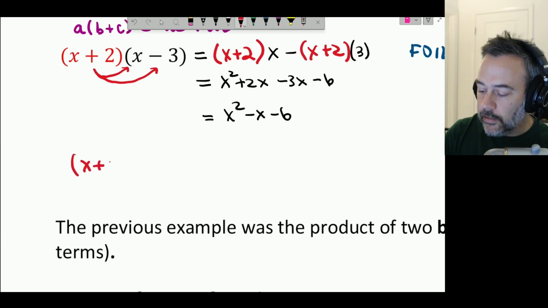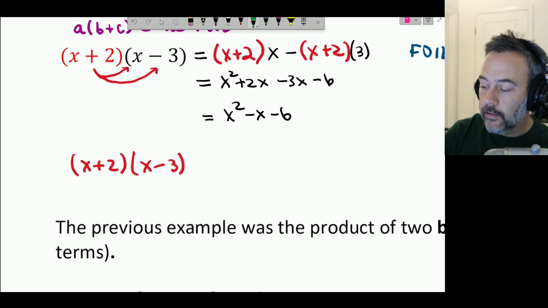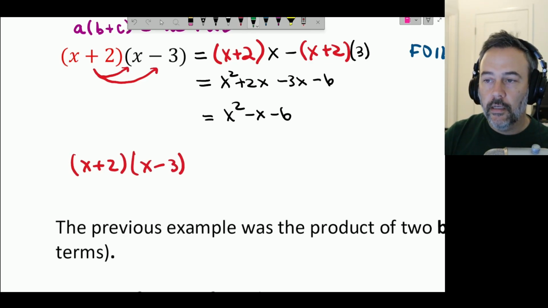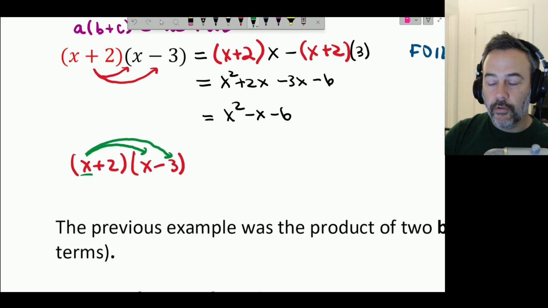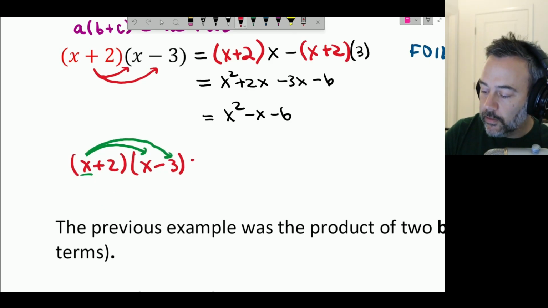The way I do it, and the way I recommend, is to do the following. And this will generalize to multiplying trinomials together when there's more terms. I take the first term here, and I make sure I multiply the x by everything in the other factor. So let's start with that. That would be x times x, x squared, x times negative 3, negative 3x.